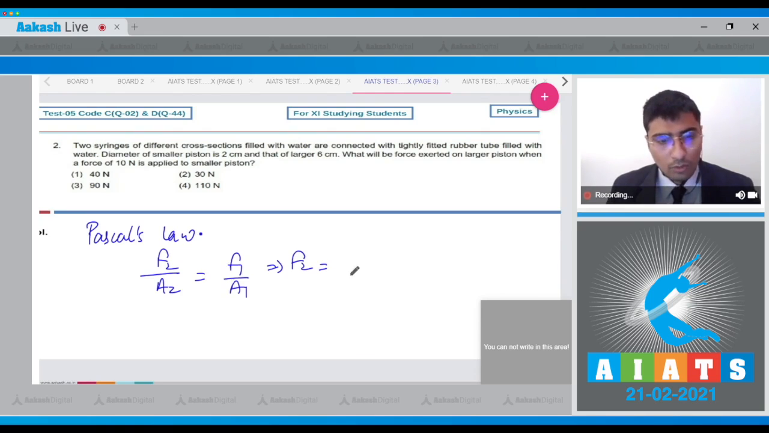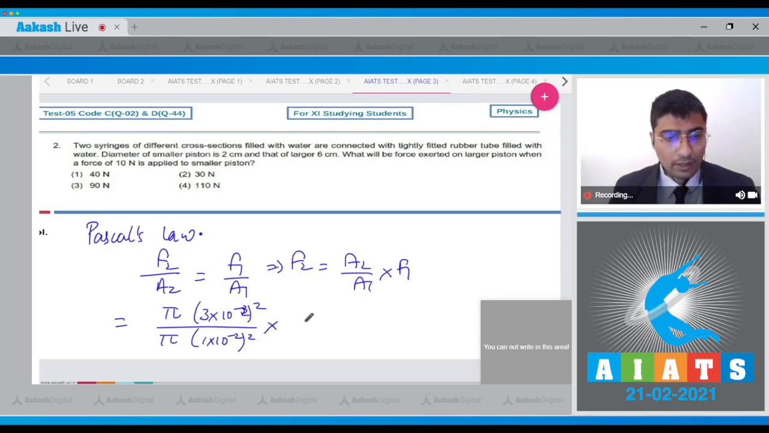This means that F2 can be written as A2 by A1 into F1. Now all we need to do is substitute the values. A2 will be pi into 3 into 10 raised to power minus 2 square. A1 will be pi into 1 into 10 raised to minus 2 square. And F1 will be 10, which on solving turns out to be equal to 90 Newton, meaning that for this question option 3 is the correct answer. Now moving on to question 3.